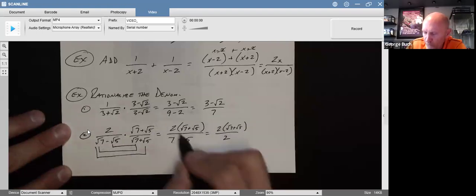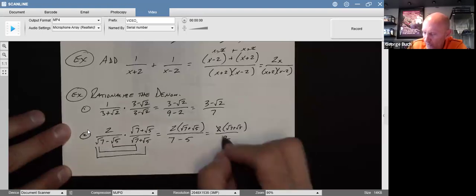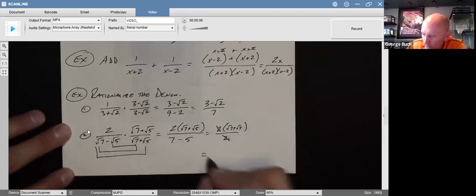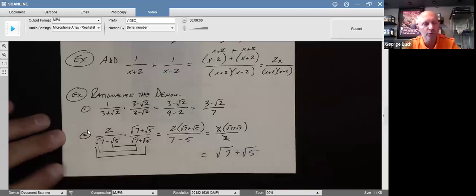Again, this is why I don't distribute the 2, because now I can cancel this 2 with that 2, and I just get my final answer of square root of 7 plus square root of 5.